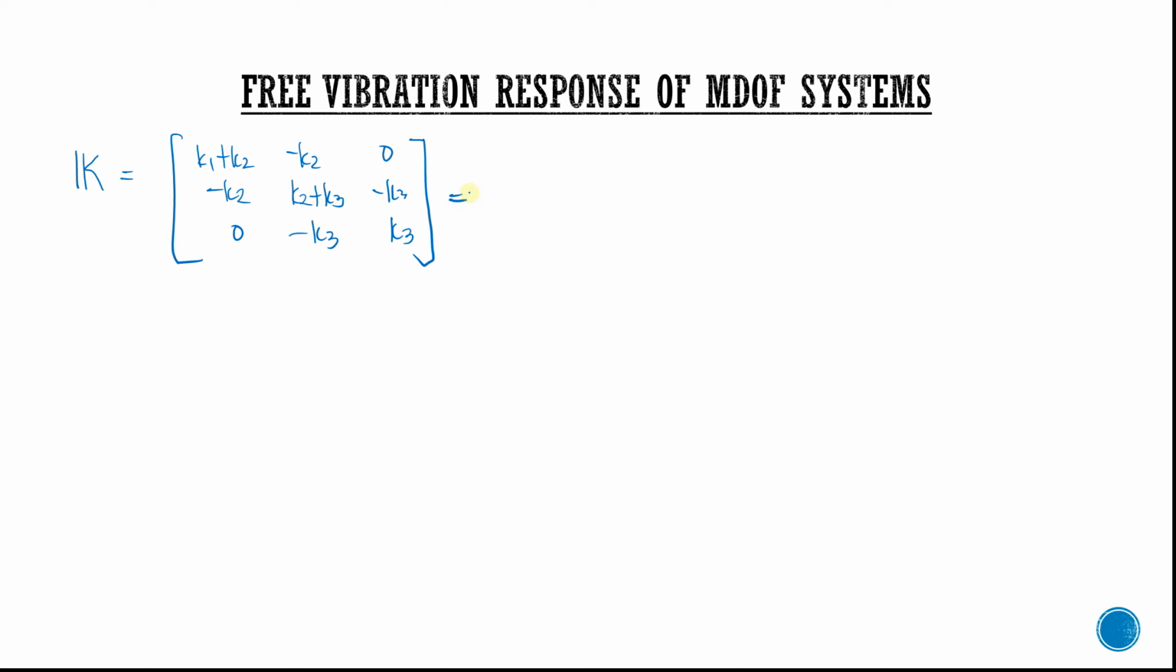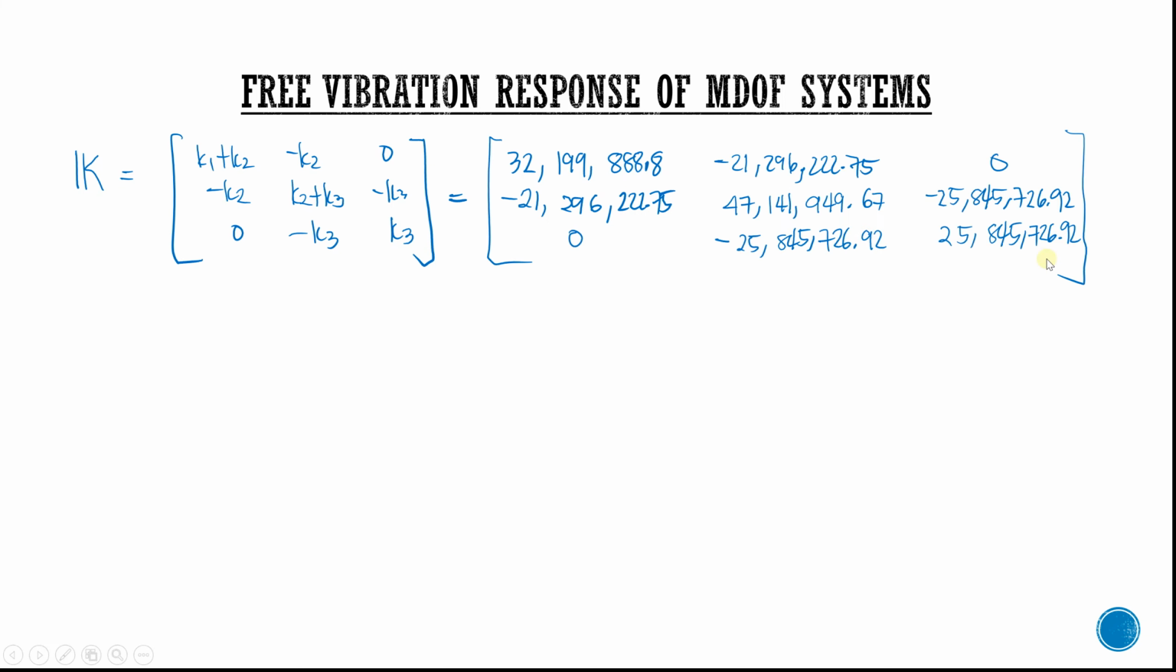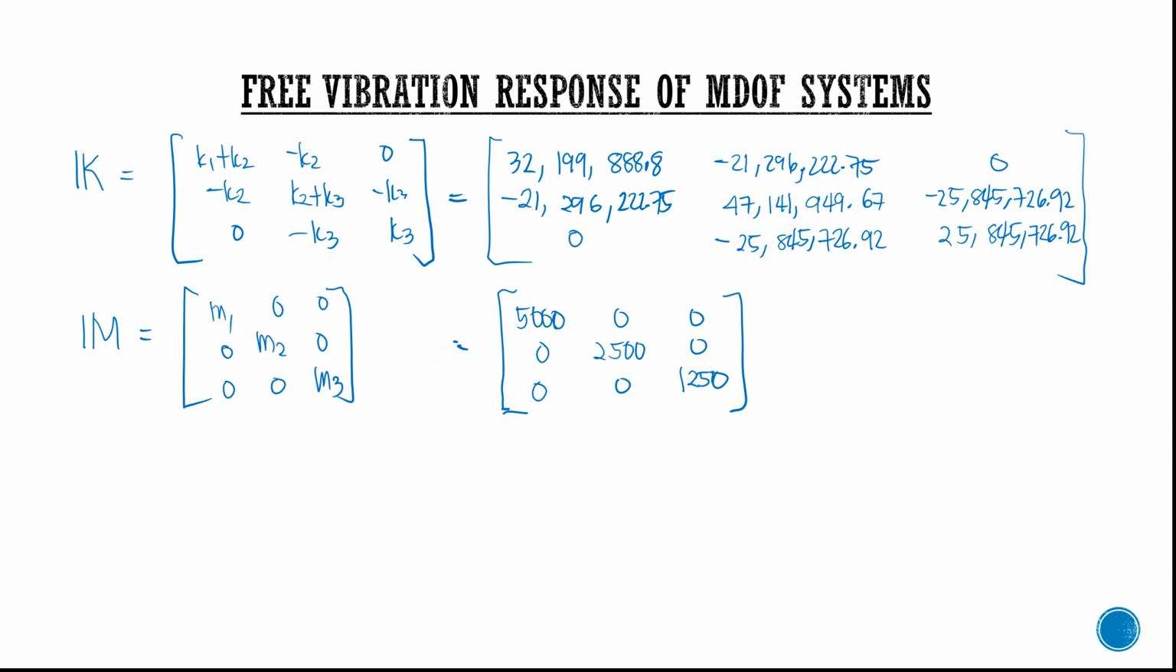Now, if we add K1 and K2, we'll arrive with 32,199,888.8 Newton per meter. And then our K2 is equal to negative 21,296,222.75. We'll arrive with this one for our stiffness matrix. For our mass matrix, we just follow the pattern that the diagonals will be the masses and the rest are just 0. We'll have this as our mass matrix.